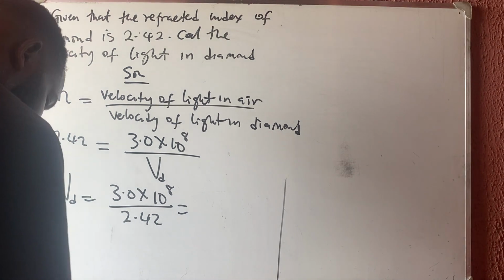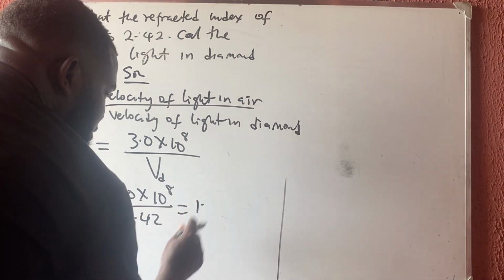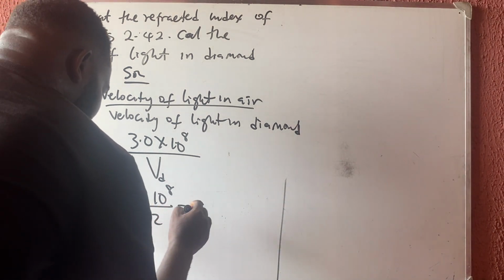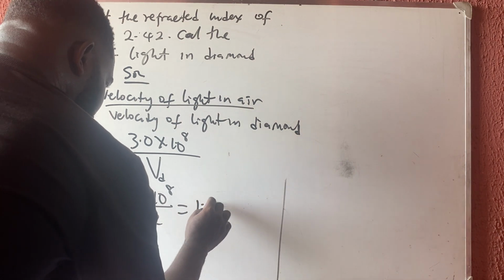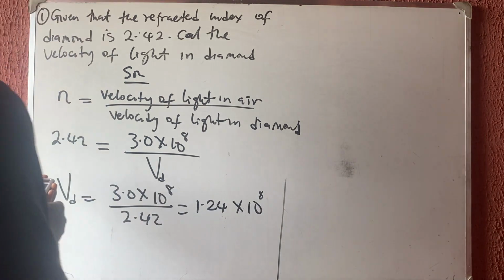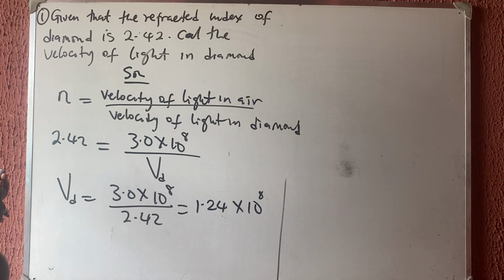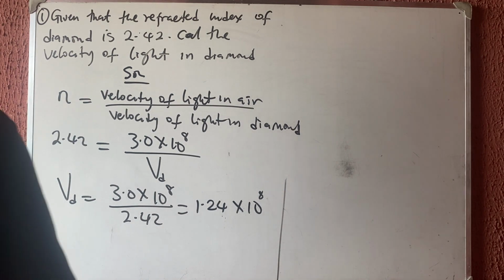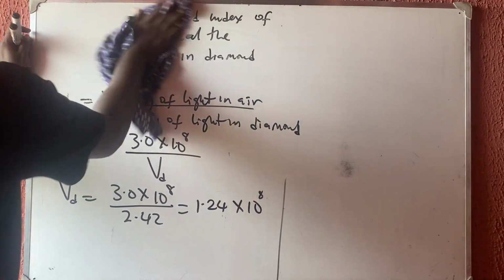So I am having approximately 1.24 times 10 raised to power 8. Let's say 3 divided by 2.42, yes, 1.24 times 10 raised to power 8. All right. That is a very simple question. We go to question number 2.